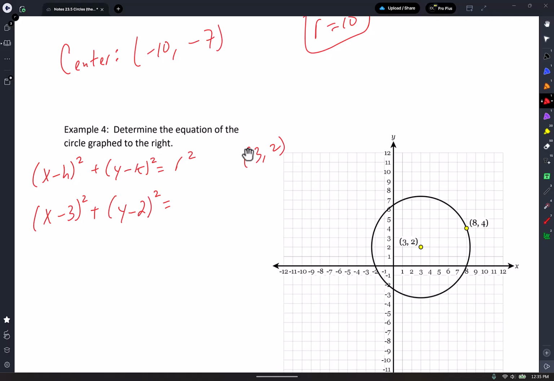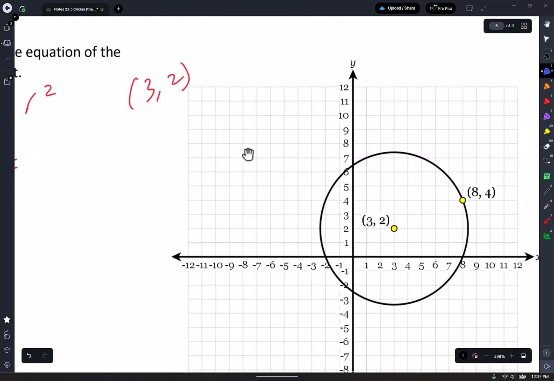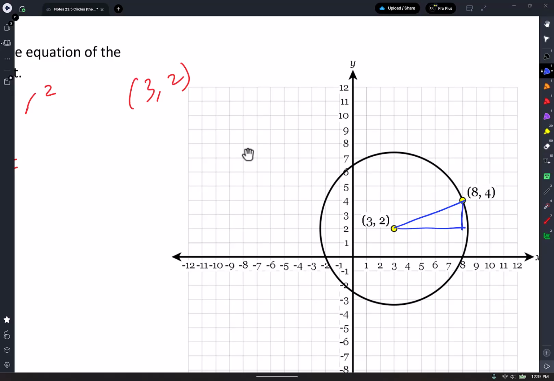I could show you formulas, but it's so much simpler to just look at it and connect the dots. It's 5. No, you're close. It's not 5. Do you see that right triangle there? Yes. The horizontal distance here is, what's the difference between 8 and 3? 5. But see, that's not a radius. What's the difference between 4 and 2? What can I do to figure out the radius? Do what theorem? Pythagorean theorem.